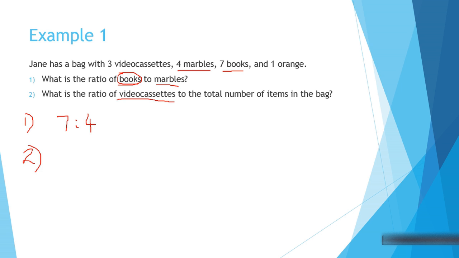So in order to do that, we have 2, add 4, add 7, and 1, which would give us the total number of items in the bag. So 2 add 4 is 6, 6 add 7 is 13, 13 plus 1 is 14. So now we are almost there. We have the number of video cassettes, which is 2, so the ratio is 2 to 14. So this is how we find ratios of these items.